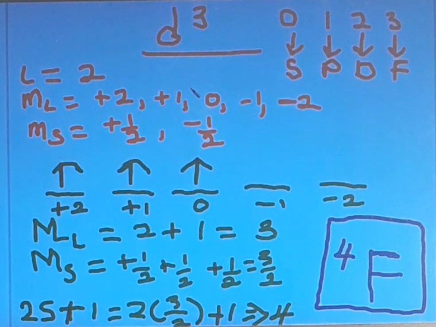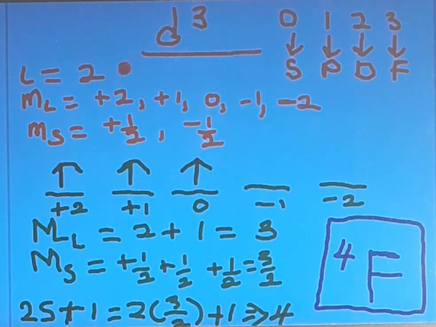Last time we looked at how to determine the ground state term for D4 atomic orbital. Today we want to look at how to determine the ground state term for D3 atomic orbital. So first, you have to write down your angular orbital quantum number values and also the spin quantum number values.